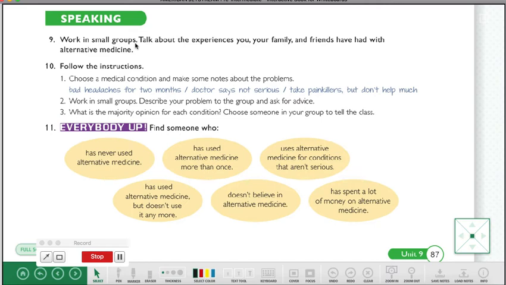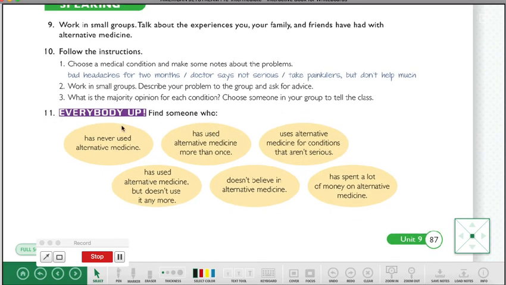Okay, here we have some instructions. Choose a medical condition and make some notes about the problem. Those are some examples. Headaches, doctor says that it's not serious, take painkillers, don't help much. Okay, this is like a story, right? What did happen? Work in small groups and describe your problem. Once I had a problem with my head, I had terrible headaches and they didn't stop for 2 months. Okay? And well, that's basically everything.